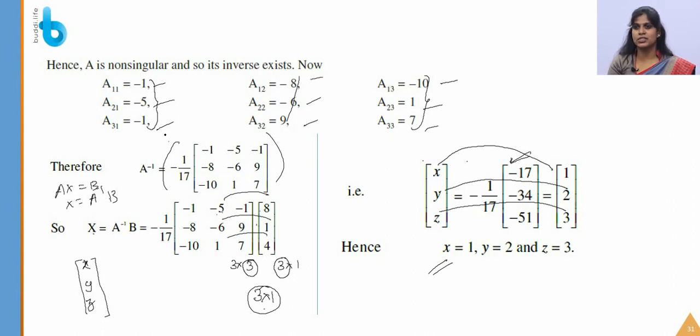Just substitute it as it is in the equation, and on multiplying you will get a column matrix. By equality of matrices, which we learnt in the previous chapter, you can equate the elements, that is x equal to 1, y equal to 2 and z equal to 3. So hence we got the solution for this system of equations.